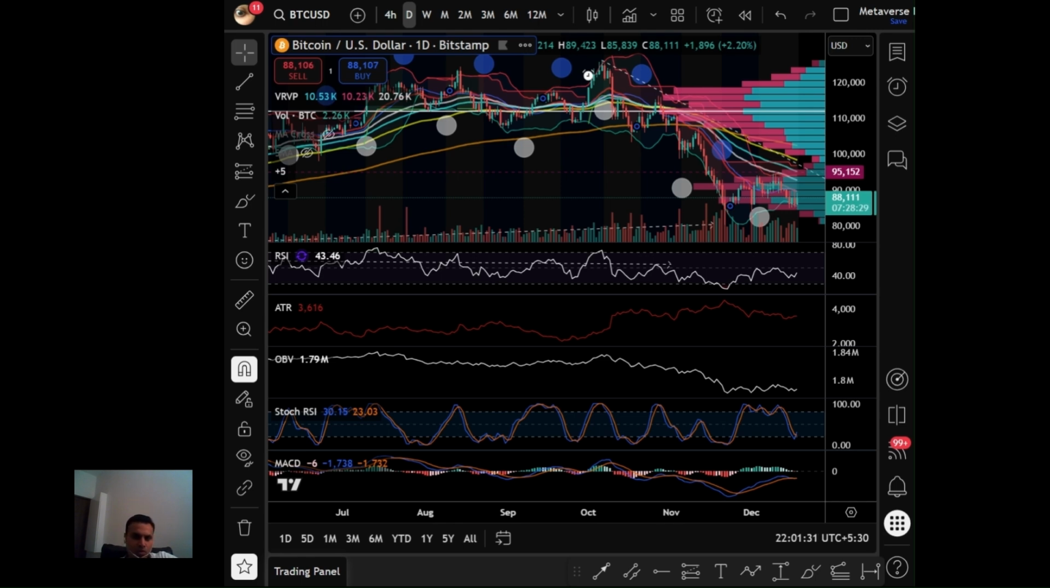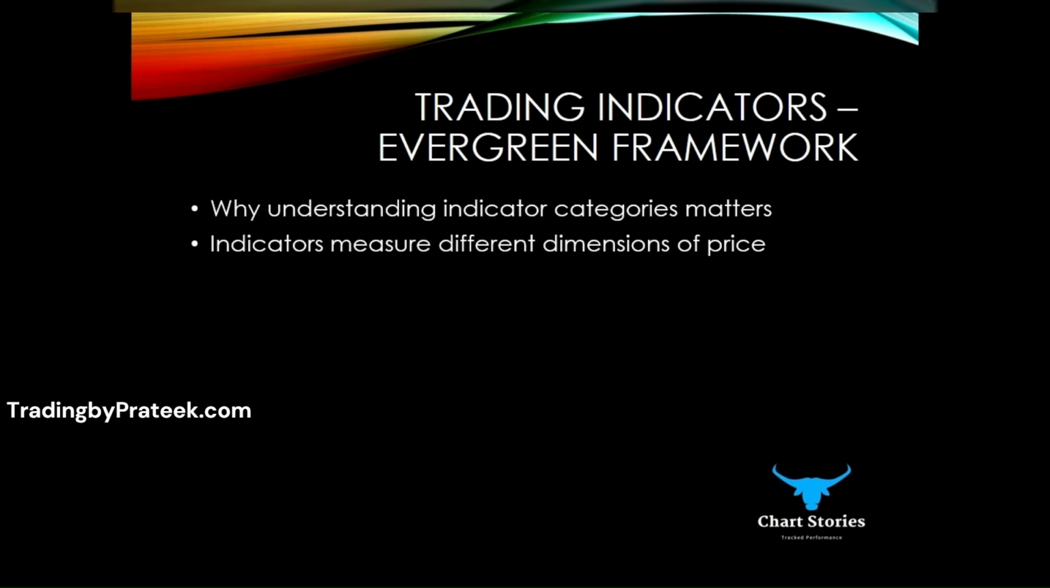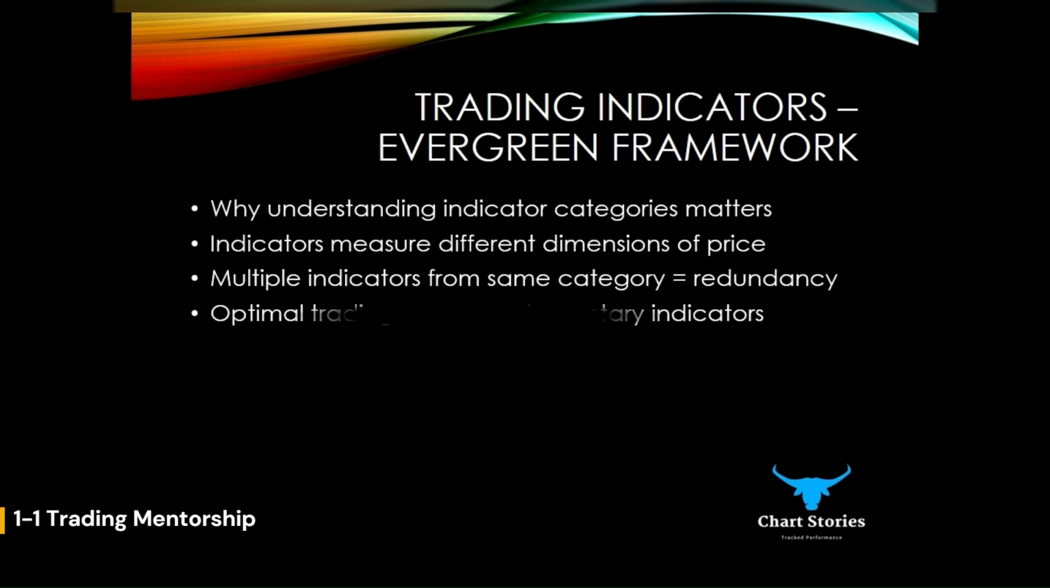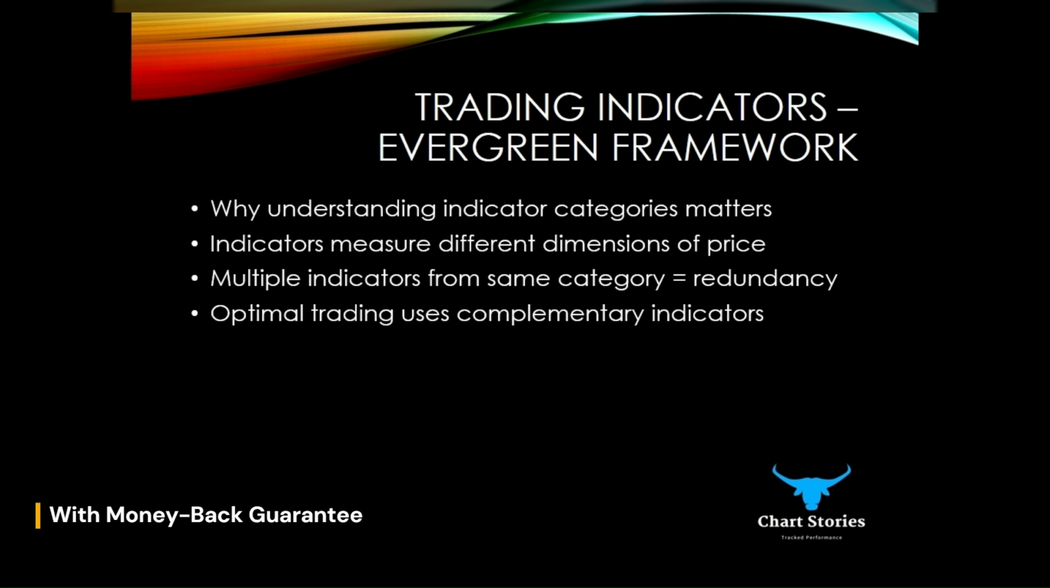So the real question is not which indicator is best. The real question is which part of price behavior is this indicator measuring? All indicators measure different dimensions of price. Multiple indicators from the same category equals redundancy, something that I just explained. Optimal trading uses complementary indicators and not supplementary indicators. Indicators that can be replaced one by the other are not really required.